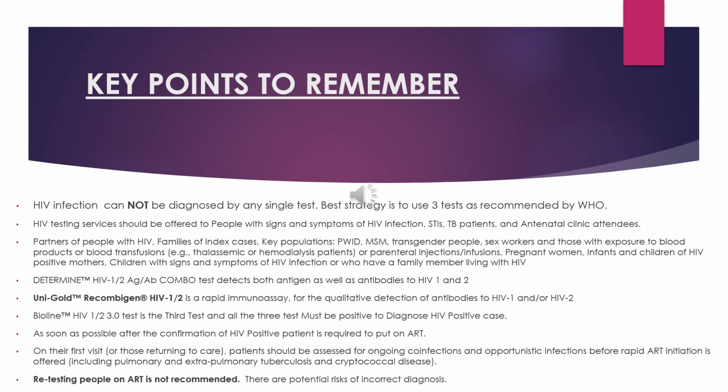Determine combo test detects both antigen as well as antibodies to HIV-1 and HIV-2. Uni-Gold recombinant HIV-1 and 2 test is a rapid immunoassay for the qualitative detection of antibodies to HIV-1 and/or HIV-2. BioLine HIV 3.0 test is the third test, and all three tests must be positive to diagnose an HIV positive case.